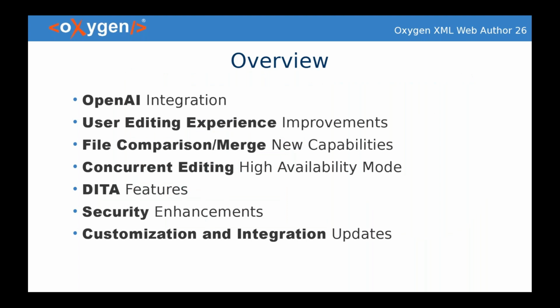About version 26 of the Oxygen XML Web Author, we included improvements in many areas, and I will start by presenting the integration of the Web Author with OpenAI that was made to help you with hints, corrections, translations, or content proposals while editing and reviewing your XML content. Also, I will present various features designed to improve your editing experience, like the possibility to include and edit mermaid diagrams, or some track changes improvements. Also, the file comparison enhancements continue in this version, and concurrent editing was made available in a new high availability deployment mode.